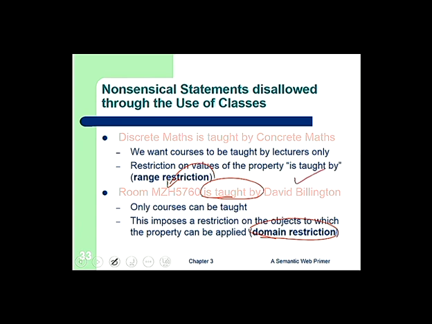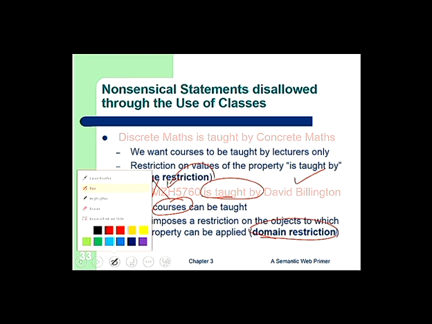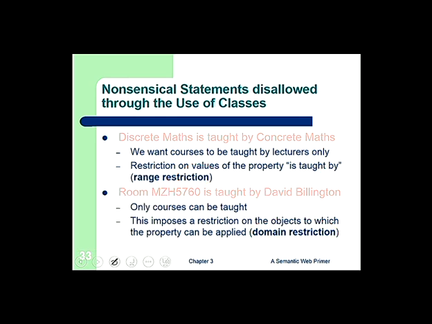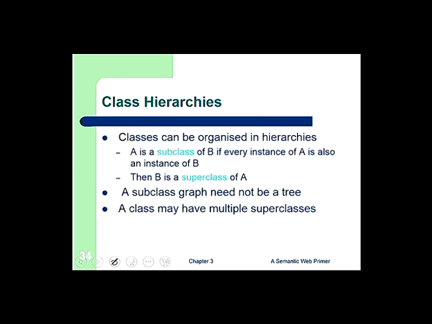Now here the range is correct, but for the domain, a room cannot be taught. We should say that only courses can be taught. So we can put a restriction over here on the domain of this property, that this property will only be applied to courses, the type of instances, right? So the classes allow us this facility so that nonsense statements are not allowed, by restricting the domain or range of the properties with the relevant classes.